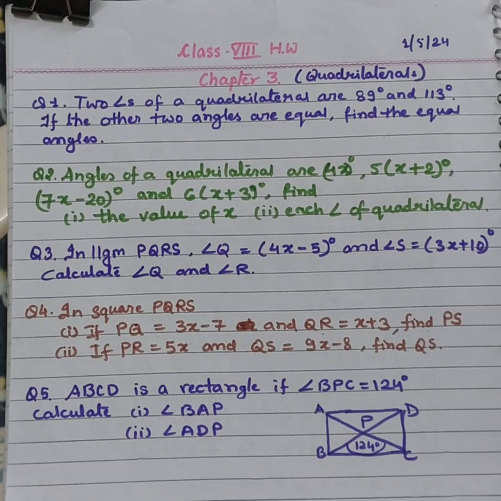So here angle Q and angle R, whether adjacent or opposite, you have to find out. This is the property of a parallelogram: the sum of adjacent angles should be 180 degrees.